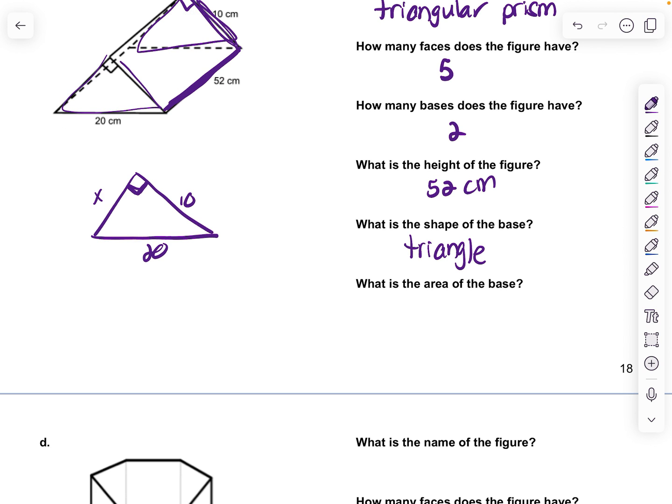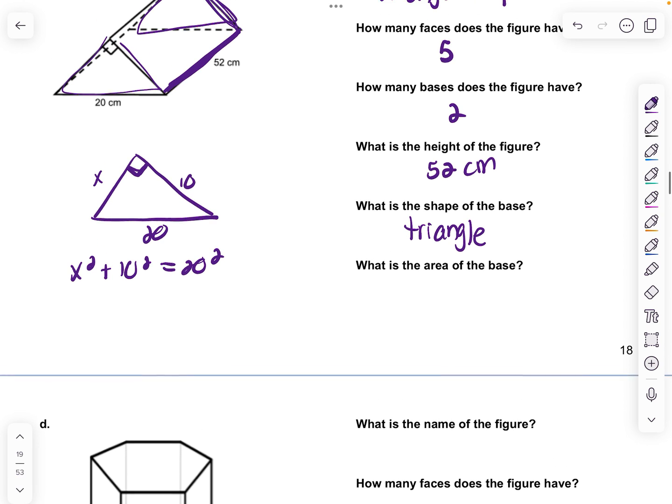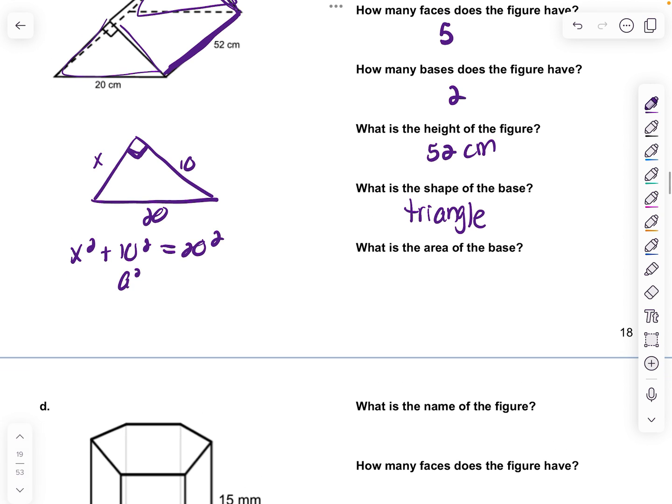Okay, so once again, Pythagorean theorem, we have x squared plus 10 squared equals 20 squared. Again, I'm going to speed that up and get to x squared equals 300. Square root of both parts, you get the square root of 300, and then that gives you 10 square root 3.